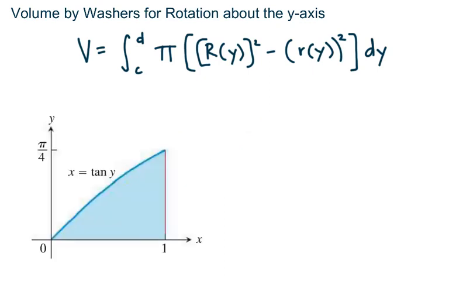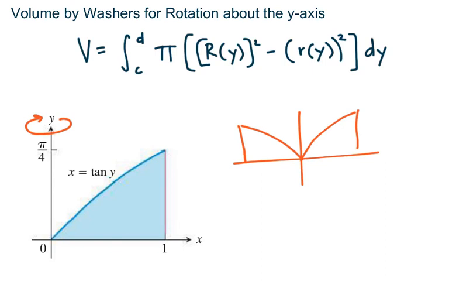So here I've brought in an image. We are going to rotate this curve, x equals tangent y, about the y-axis. So we're going to find this volume if I take that and rotate it about the y-axis. So that would give me a cross-section that looks roughly like this. It is going to end up being cylindrical in shape, with this kind of cut out cone in the center.